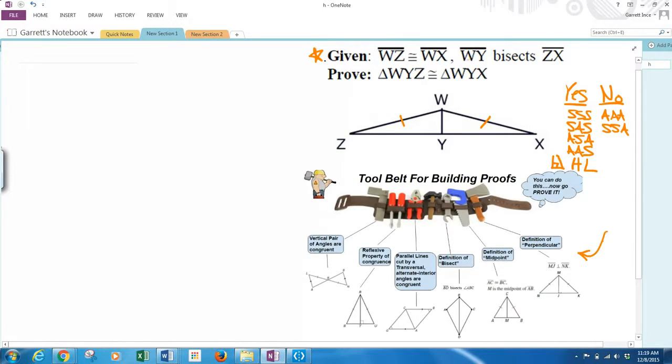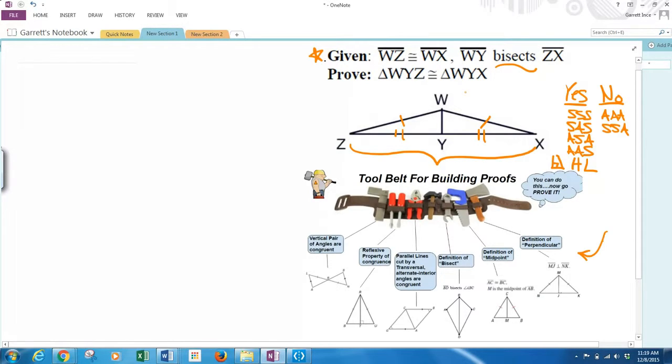Next, we are told that side WY bisects side ZX. Okay, so in this one, you're not told directly about congruent sides, but based on the definition of the word bisect, that means that it splits it into 2 even parts. So that means that out of the entire side of ZX, this one here, it was split into 2 even parts, which would be ZY as well as XY.